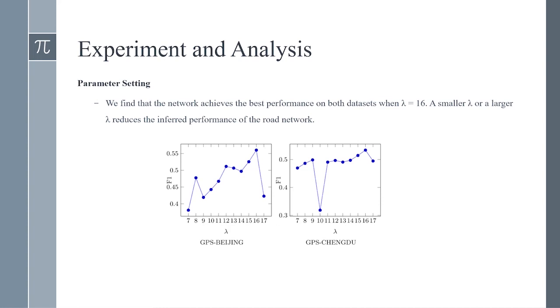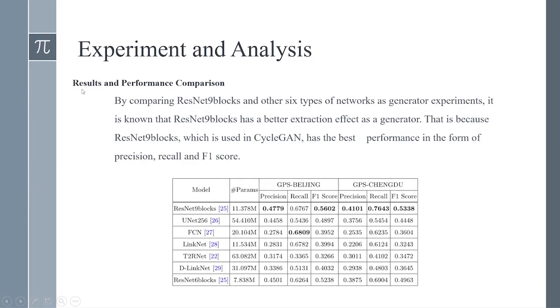Drop the transformers we learned a dump to perform network training with learning rate 0.0002 and batch size 1. We keep the same learning rate for the first hybrid epoch and learning rate decays to 0 over the next hybrid epoch. The slope of the leaky ReLU in the negative part is set to 0.2. By comparing line blocks and other six types of network as generators, it is known that these line blocks have better execution effects as generators. This is because the line blocks which is used in Fengquan has the best performance in the form of precision recall at the first one cycle.